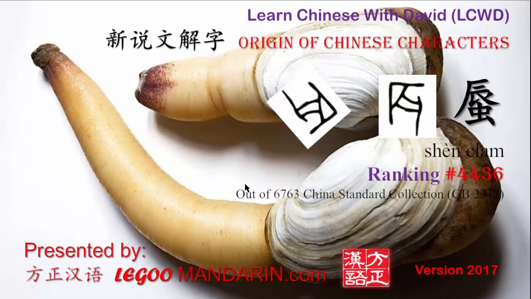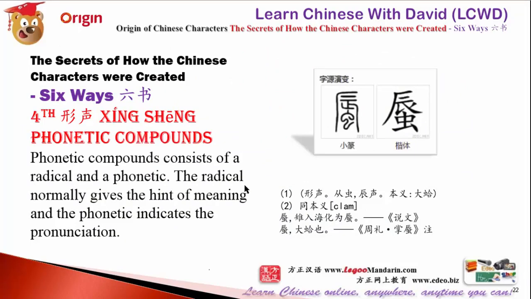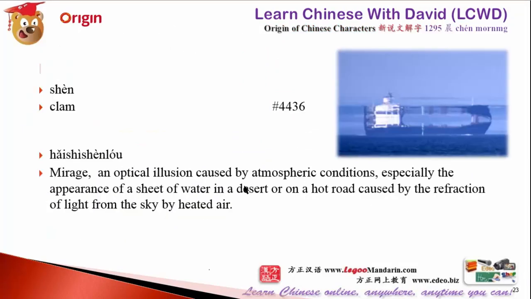Shen, clam. This is unused for this phrase. Hai shi shen lo, the mirage. Some miracle illusion things appear on the sea or the desert. Hai shi shen lo.